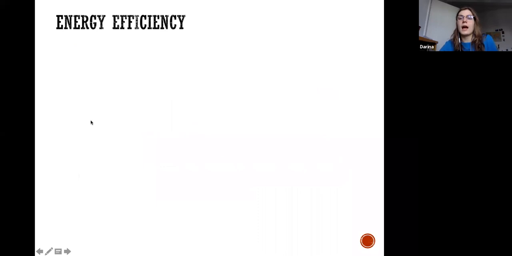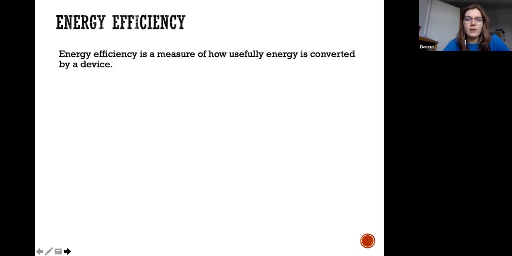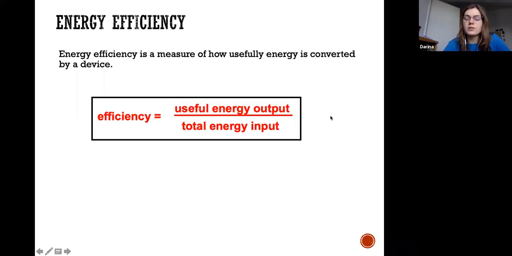Okay, so we probably want the devices that we're using to work well. We probably want them to have a very, very low output of such wasteful energy. So how do we find that out? Well, we have a concept called energy efficiency, and that is a direct measure of how usefully energy is converted by a device. Let's have a look at how we actually calculate this. So efficiency is just useful energy output over total energy input.